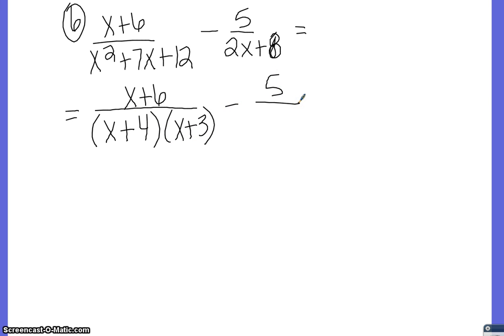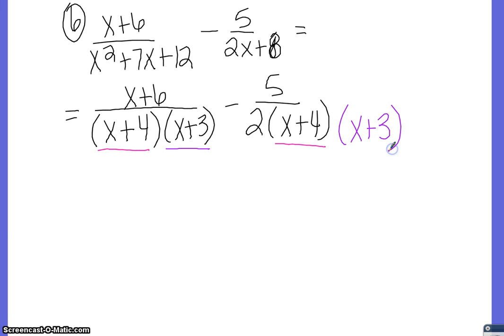And in the second denominator, I'm going to factor out a 2, so I have 2 parentheses x plus 4. So again, we both have an x plus 4, so I don't have to do anything there. I have an x plus 3 on the left-hand side, so I need to have an x plus 3 on the right-hand side. Now remember, whatever I multiply by the bottom, I've got to multiply by the top. And then the one thing I don't want you guys to forget is I have a 2 here. So if I have a 2 here, I got to multiply both top and bottom by a 2.